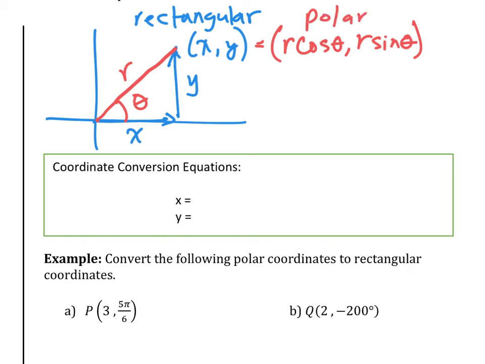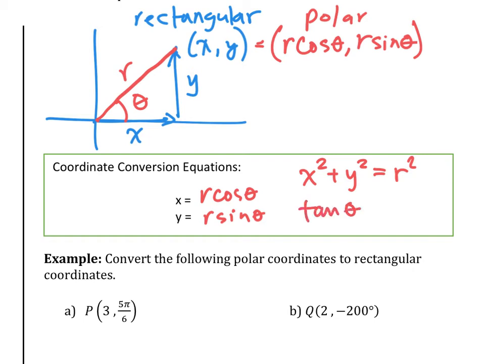All right, so let's write this down. x is r cosine theta. y is r sine theta. How do you find r? x squared plus y squared equals r squared. How do you find theta? Well, if you look at it, if you have x and y, this x and y makes the tangent ratio. So tangent of theta is opposite over adjacent.